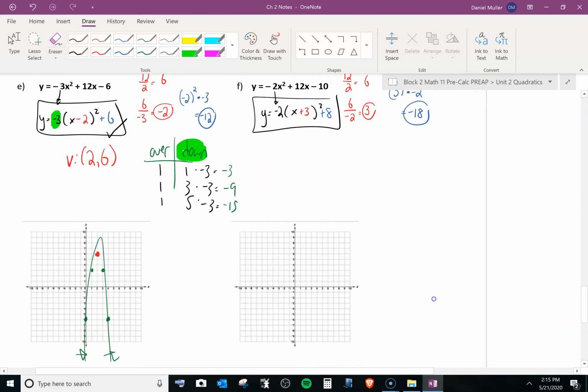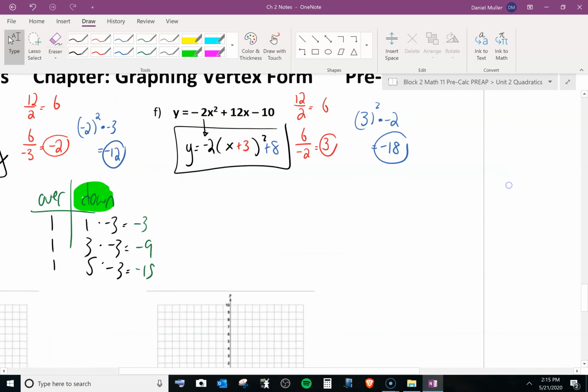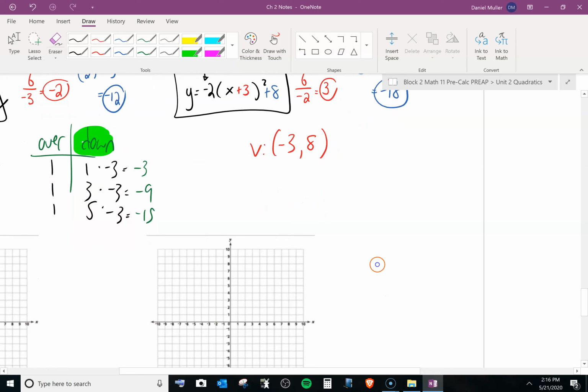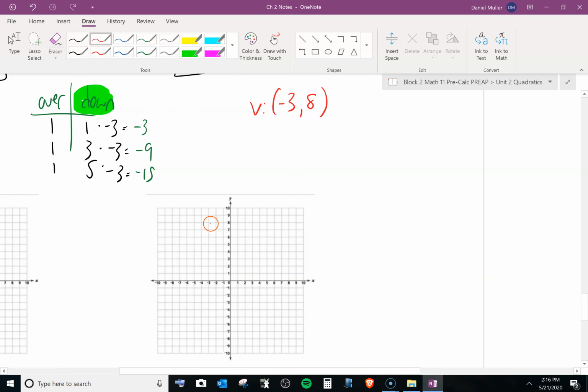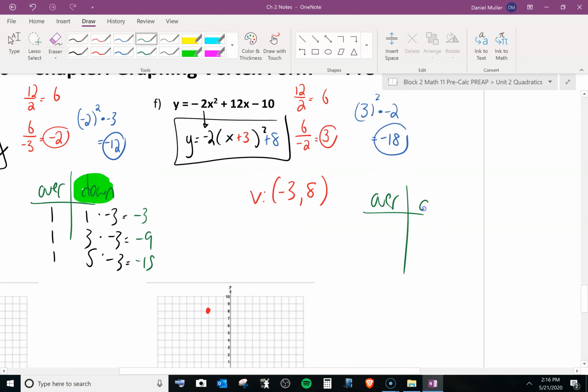Okay, so then the next question here, I have to do the vertex. So the vertex is -3, change it on the inside to a negative, and make this a +8, just leave it. So -3 and +8. And then I'm going to do an over, up, down. And it is going to be heading down because we know the A value on the outside is negative. So 1, 1, 1, 1, 3, 5, times it all by -2. And so I get -2, -6, -10.